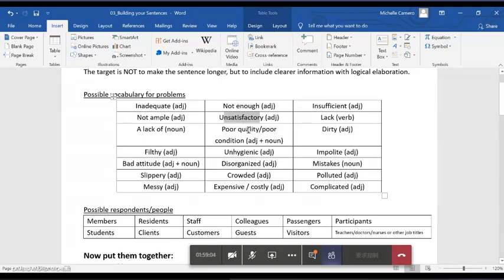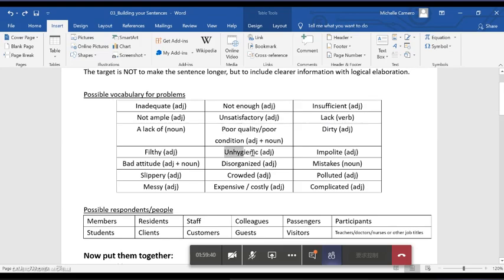All right, we talked about unsatisfactory. Then we've got poor quality or poor condition. So again, that's an adjective being used with the noun, poor being used with different nouns. Obviously the adjective is going to go first. And again, poor doesn't mean like you don't have any money. Poor here means not enough, or not of good quality, or not in good condition.